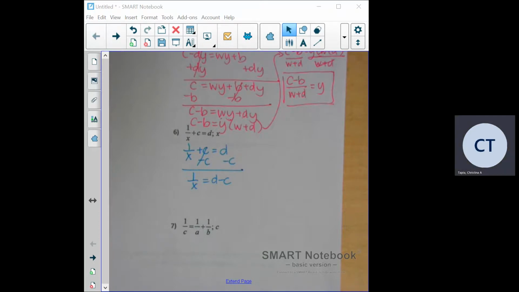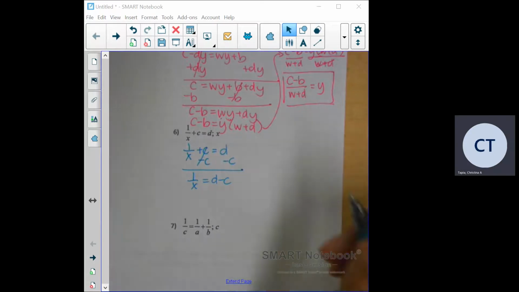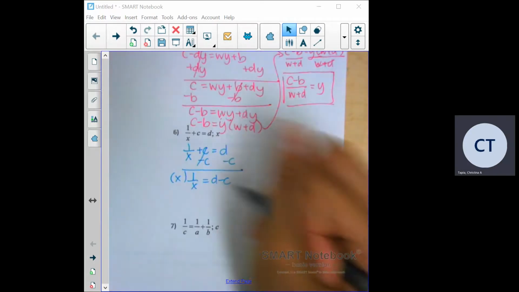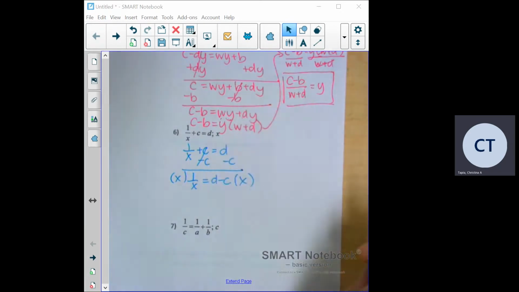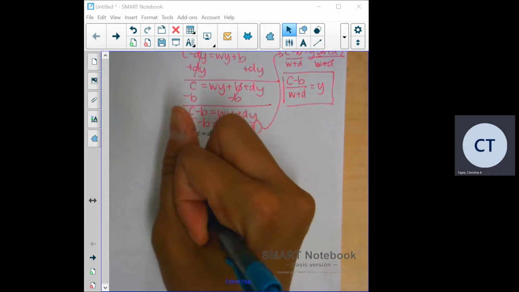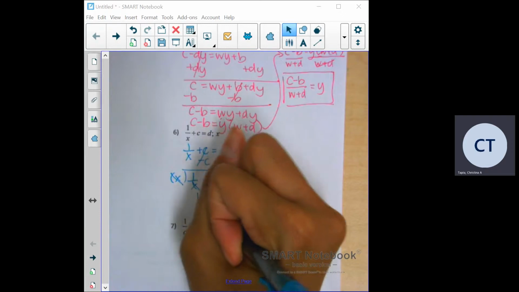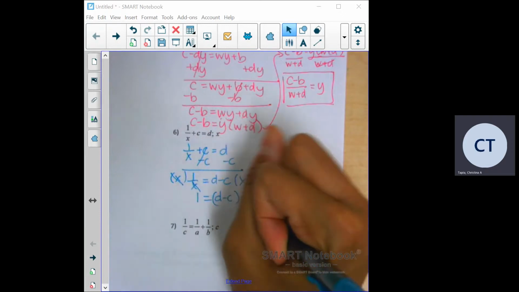Okay, we can multiply both sides by what? By x. Let's multiply both sides by x. Keep it simple. So we're going to multiply this side by x and this side by x. That's going to leave me with, both of these cancel, 1 equals d minus c times x.